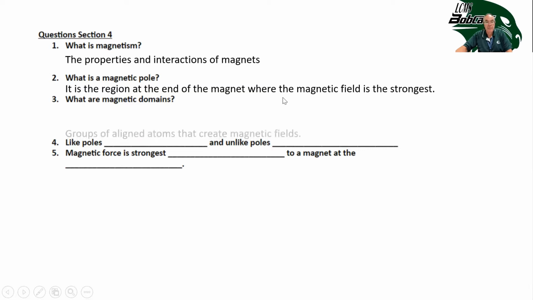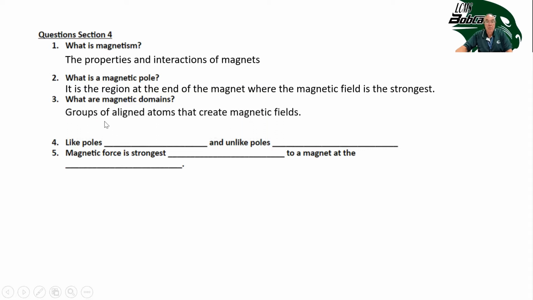negative end. And what is a magnetic domain? It's a group of aligned atoms that create the magnetic fields. Okay. Like poles repel, unlike or opposite poles attract. Where is the magnetic field the strongest? Closest to the magnet, poles.